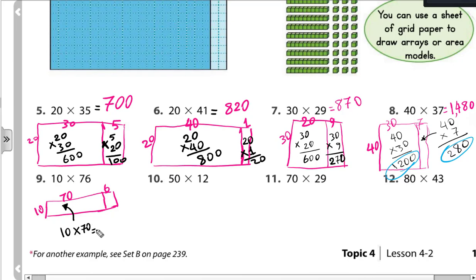70 will be 700. Great. And this one also I cannot write inside, so I will draw an arrow and write outside. 10 multiplied by 6 is 60. Great. Now add the partial products. 60 plus 700, it's not multiply, it's plus. So it will equal 760. Great work.